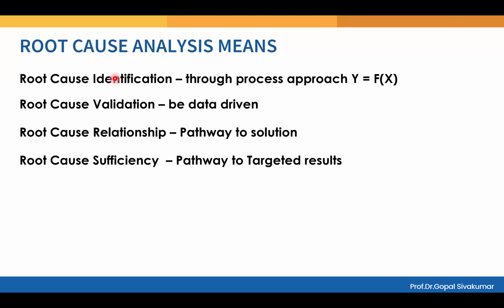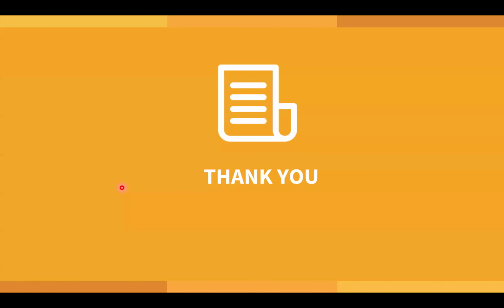Please note, in order to identify the root cause, a fishbone diagram can help you. But in order to validate the root cause, some experimental data is required. Only with the data can you validate. Once validation is done, again use data to study the relationship. And then finally check whether you have identified all root causes. That is known as sufficiency.